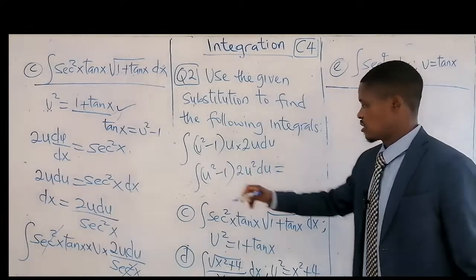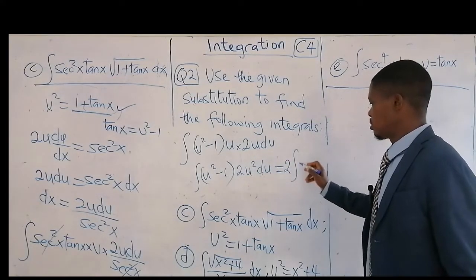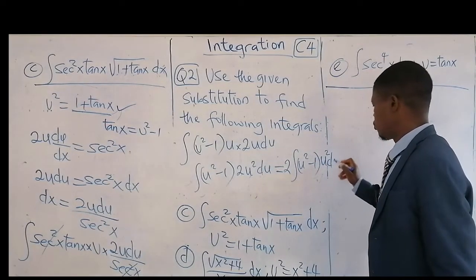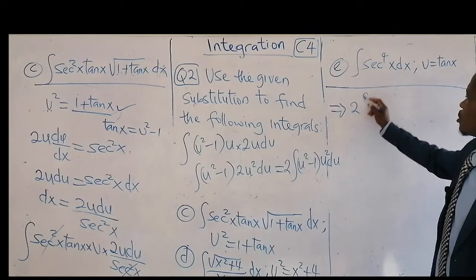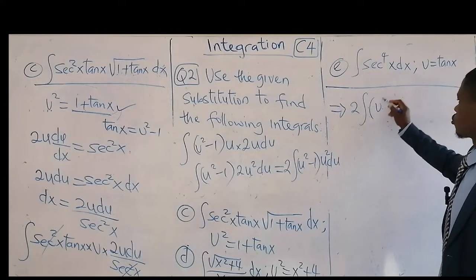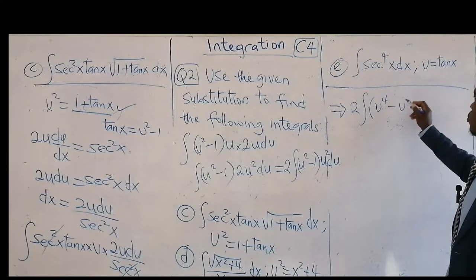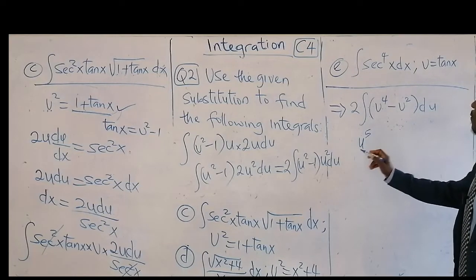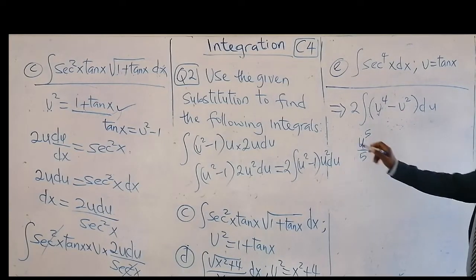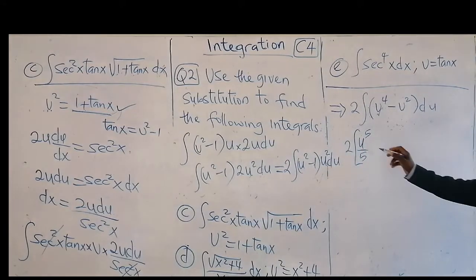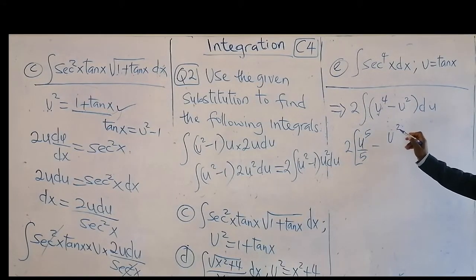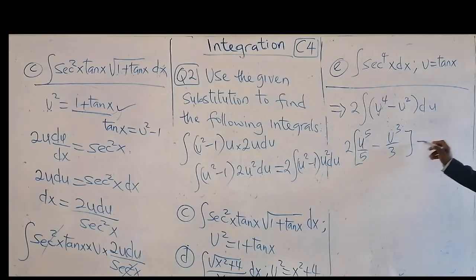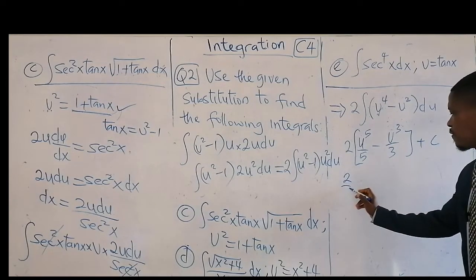We can take the 2 outside the integration, and that will be 2 times the integral of u squared minus 1 times u squared du. So we now have 2 times the integral of u to the power 4 minus u squared du. So we can do the integration, that will be u to the power 5 over 5. If you integrate this one, with the 2 outside, then minus, if you integrate this one, that will be u cubed over 3. Just the power plus 1, and then you divide by the power. Then plus c. On the final note, we now have 2 over 5.